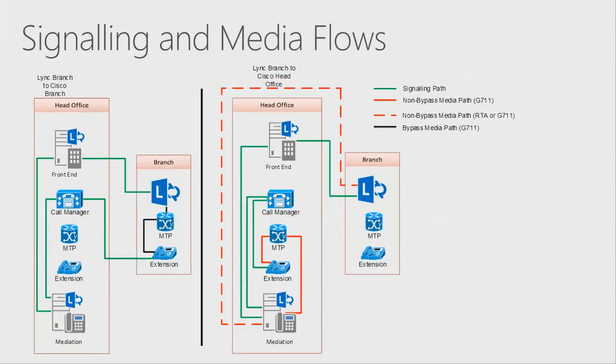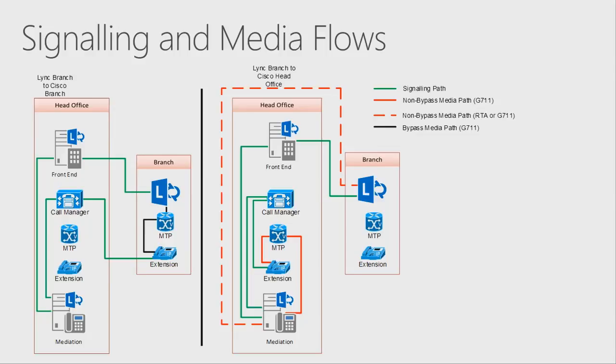So we'll take a look at what happens with the media flows in all of this. The one on your left is Lync branch to a Cisco branch. So this is a bypass call. This is a Lync user calling a Cisco phone, or vice versa, both in the same location. So the green path is the signaling, which takes that long-winded route from the Lync client to the Lync front-end server to the Lync mediation server to the Call Manager, and then to that Cisco phone you're ringing. That's what tells it to ring. But the media stays locally within the branch, and that's what we want.